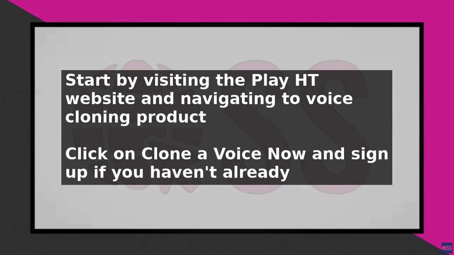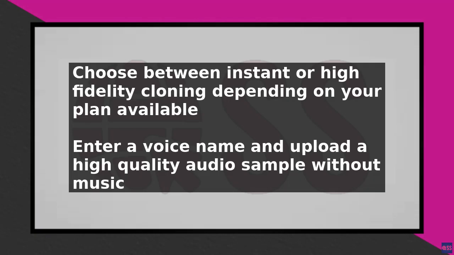To clone a voice using Play.ht, start by visiting the Play.ht website and navigating to the voice cloning product. From there, click on Clone a Voice Now and sign up if you haven't already, answering the required questions about your intended use of the service. Once you're signed in, click on Voice Cloning on the left side and then Create a new clone.